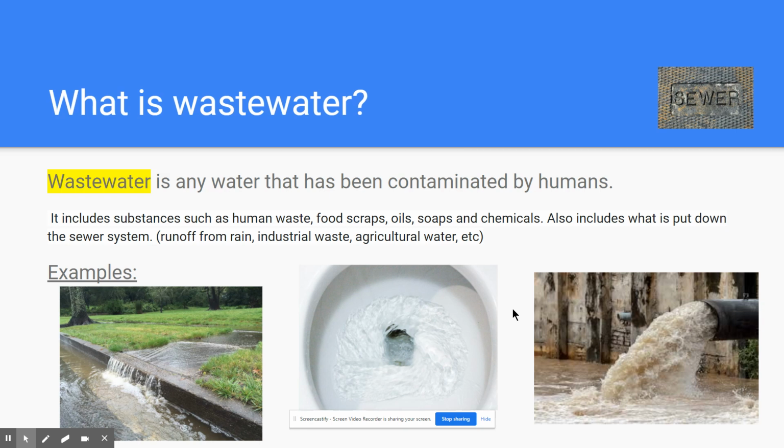The other type of wastewater really are the things that we don't also think about: runoff from rain, industrial waste. When industries use water to make products, that water is contaminated and needs to be treated before it's put back into the environment. Also, water that's irrigated on crops, agricultural water. These are all types of wastewater. So for this one, the question, what is wastewater? You've got to know what it is. What are some examples of wastewater? If you need to pause me, like I said, you can, but I'm going to go ahead and move on.